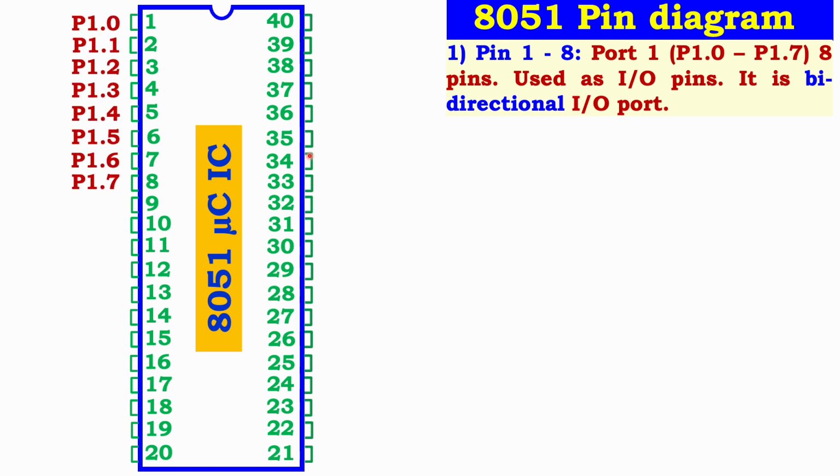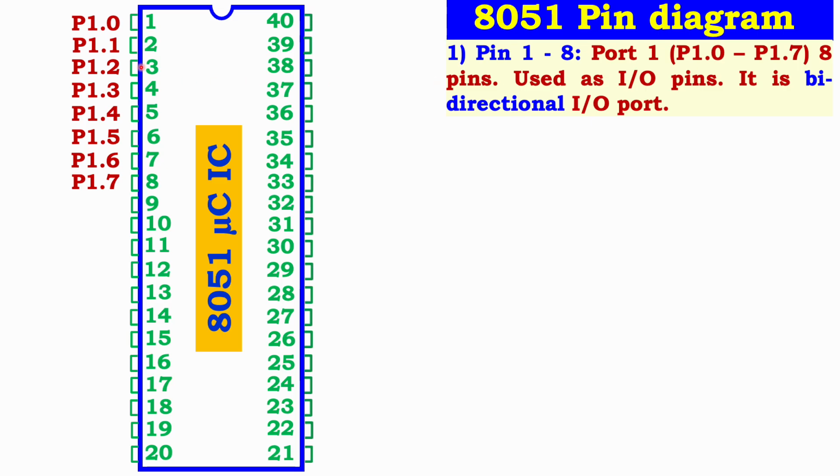First, if you observe pins 1 to 8, there is Port 1, that is Port 1 with 8 bits. The first bit starts from 0, the last bit ends at 7. So P1.0 to P1.7 is the first port of the 8051 microcontroller. That is, all Port 1 pins are 8 pins, pin number 1 to 8.